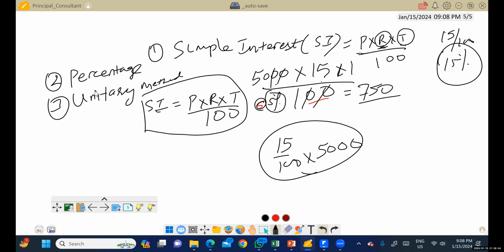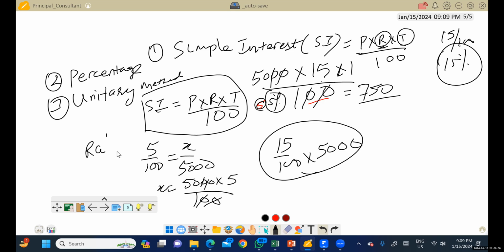The answer will be the same. You can do it in the ratio method also: 5 over 100 is equal to x over 5,000. I cross multiply this, so x is equal to 5,000 into 5 over 100. Same thing. So I've shown you 4 methods to do this. I want you to do all 4: ratio method, unitary method, percentage method, and the simple interest formula. Try all 4.